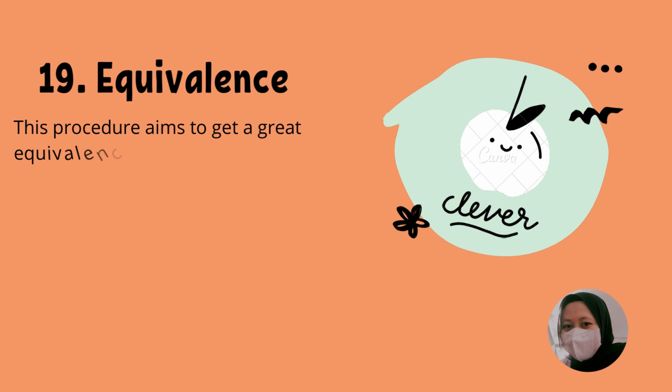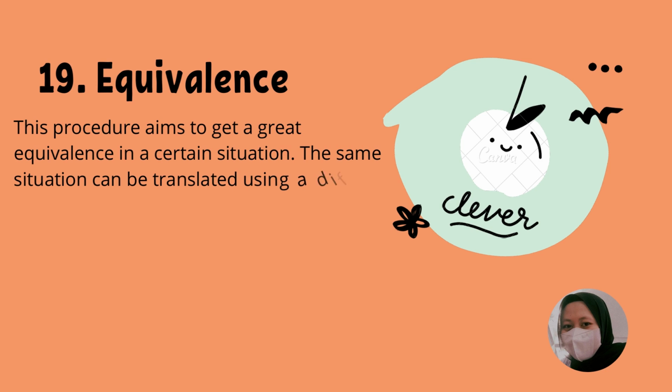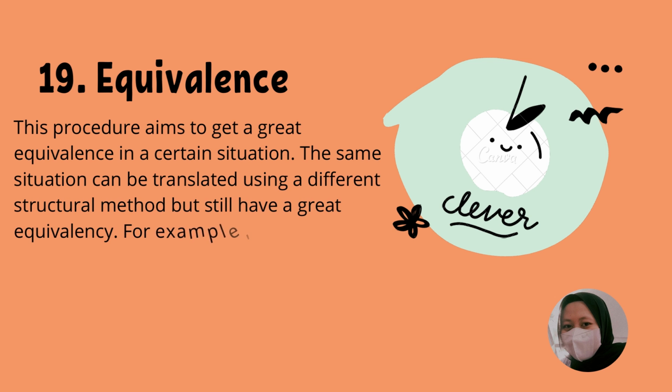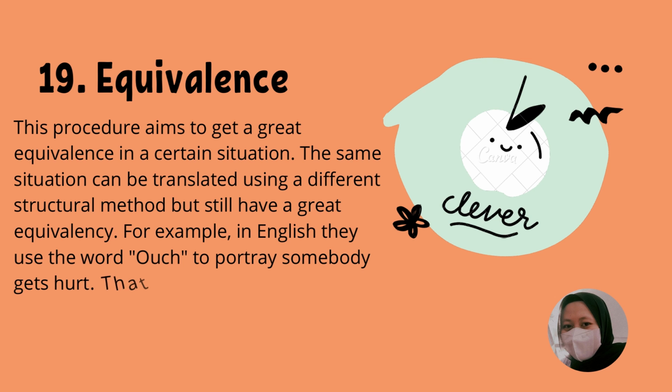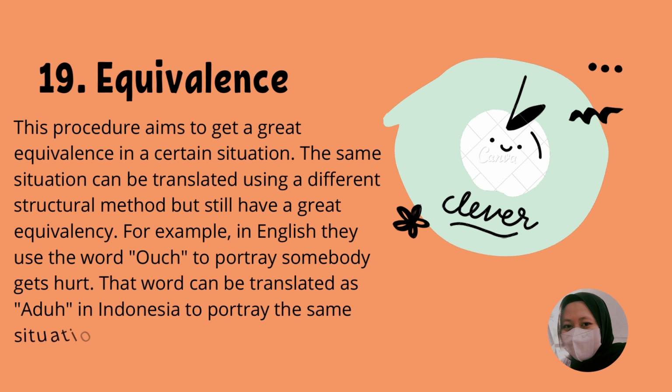19. Equivalence. These procedures aim to get a great equivalence in a certain situation. The same situation can be translated using a different structural method but still have a great equivalence. For example, in English they use the word "ouch" to portray somebody getting hurt. That word can be translated as "aduh" in Indonesian to portray the same situation (Vinay and Darbelnet, 1995).